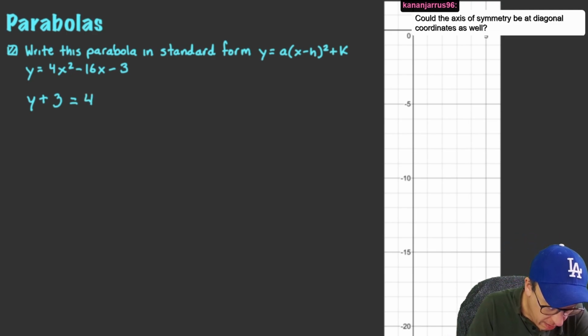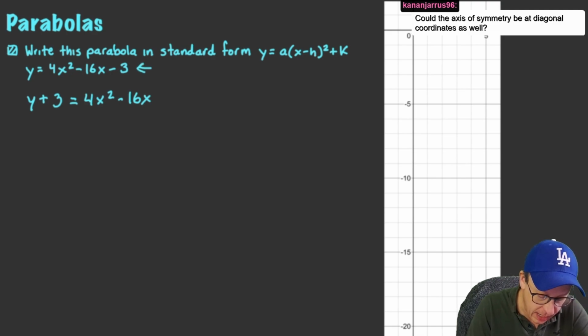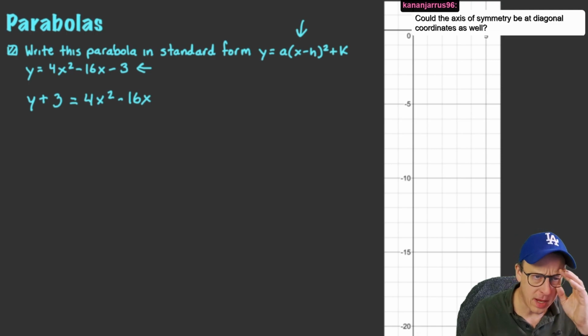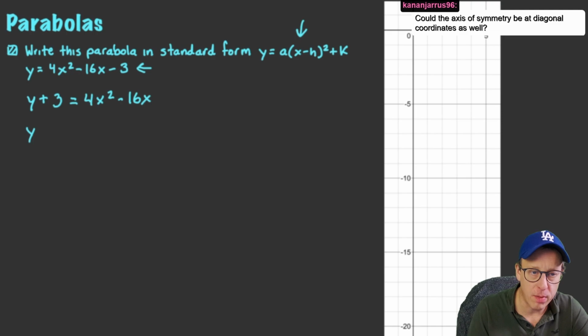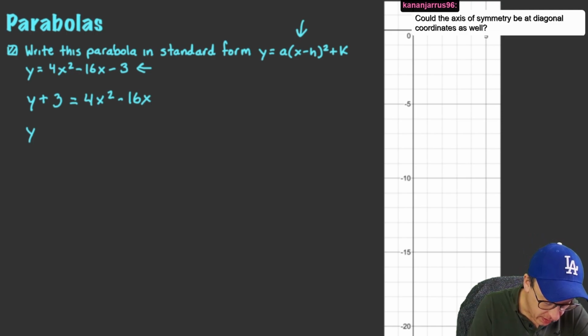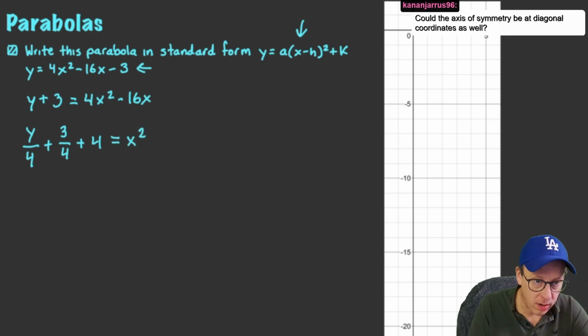All right, so we're going to have 4x squared minus 16x. All I'm trying to do is put this into this form so that I'll be able to easily graph it. I'm going to divide to remove the coefficient from x squared, which is this. We covered that in the last video. If I do that, this is going to be y over 4 plus 3/4 plus 4, equal to x squared minus 4x plus 4.